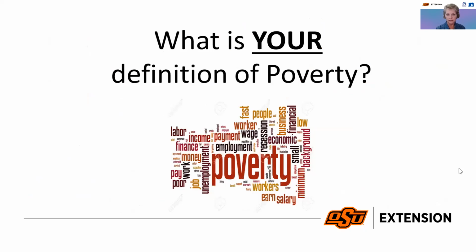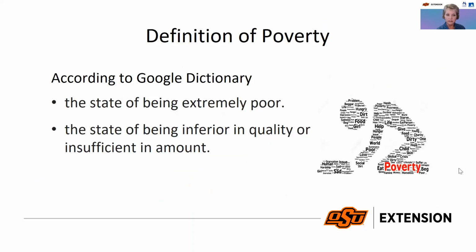So we want to talk about the definition of poverty. On the first page of your handout, there's a place to put your definition of poverty. So if you want to jot that down real quickly. And we wanted to talk about the actual definitions. The Google definition is the state of being extremely poor, the state of being inferior in quality or insufficient in amount.